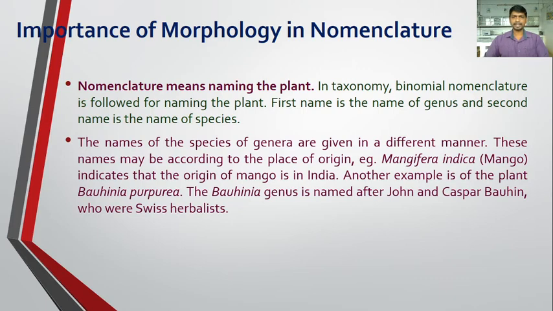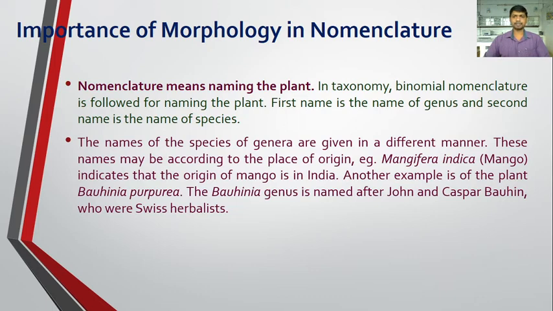For example, here the place of origin has been considered for giving a name to the mango plant. The scientific name of the mango is Mangifera indica, which indicates that the origin of mango is in India. Indica, India. So the species name of Mangifera has been given from its origin, that is India. So the name of the mango is Mangifera indica.